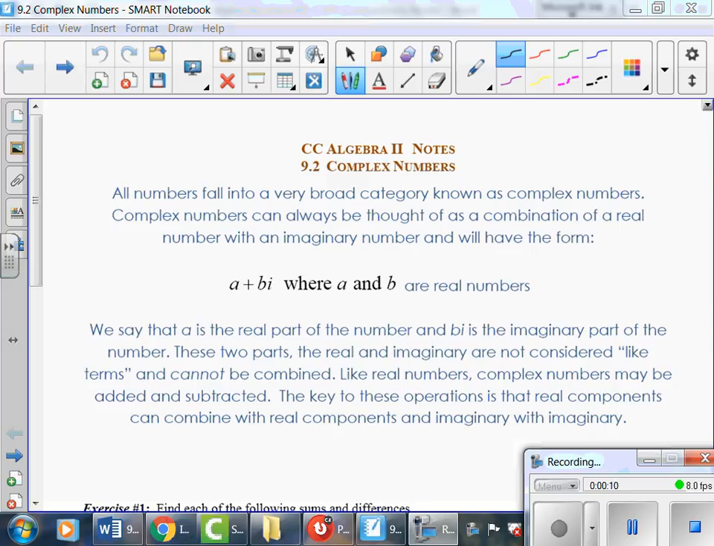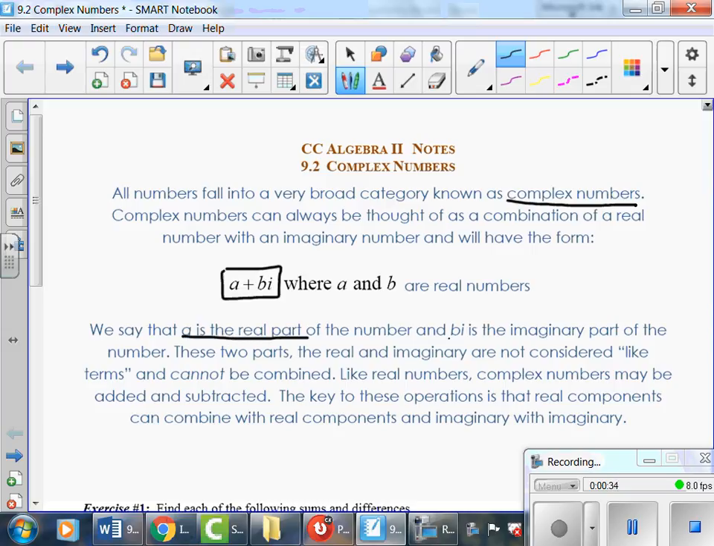All numbers fall into a very broad category known as complex numbers. Complex numbers can always be thought of as a combination of a real number with an imaginary number, and it will have the form a plus bi, where a and b are real numbers. We say that a is the real part of the number and the bi is the imaginary part of the number. These two parts, the real and the imaginary, are not considered like terms and cannot be combined.